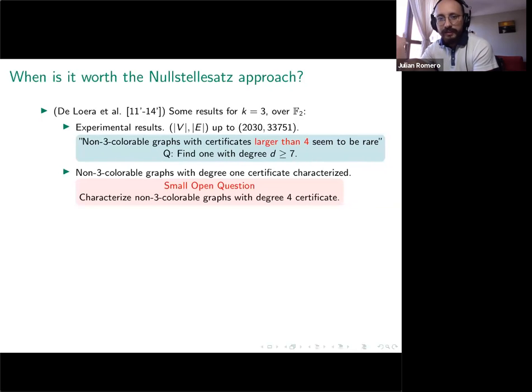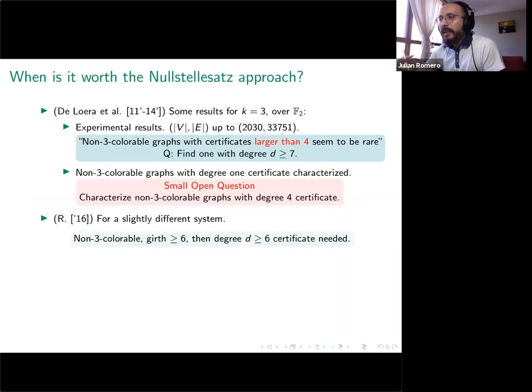And then there's still this open question that we have no idea how to characterize. We know how to characterize degree 1, but for degree 4, we have no idea what those graphs are. I don't know what that is, and it seems to be hard. They are a wide range, and I don't know what properties are happening down there.